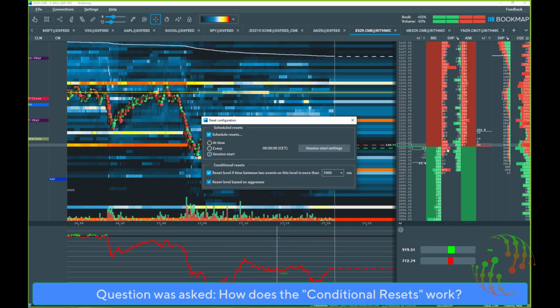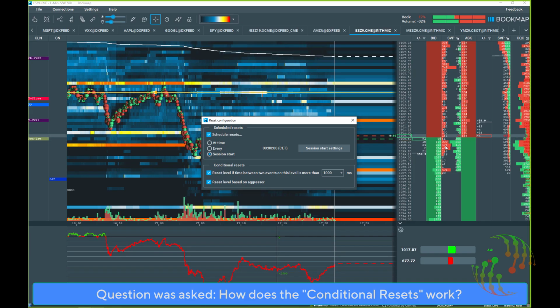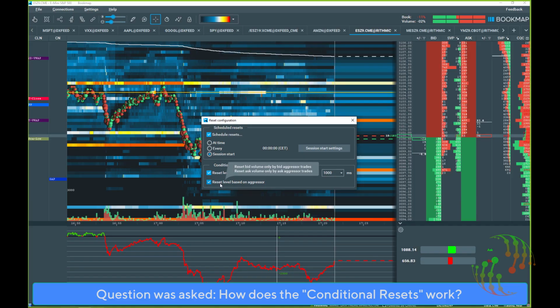So that means we have 432, and there are two conditions defined by the conditional resets. One is when 1000 milliseconds, that means 1 second, passes and nothing is traded anymore, then this 434 becomes 0. Or, and I'm not sure, or when an aggressor changes sides within this time.